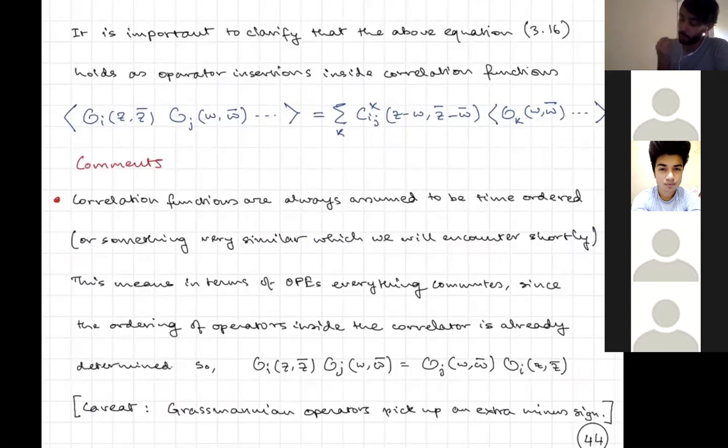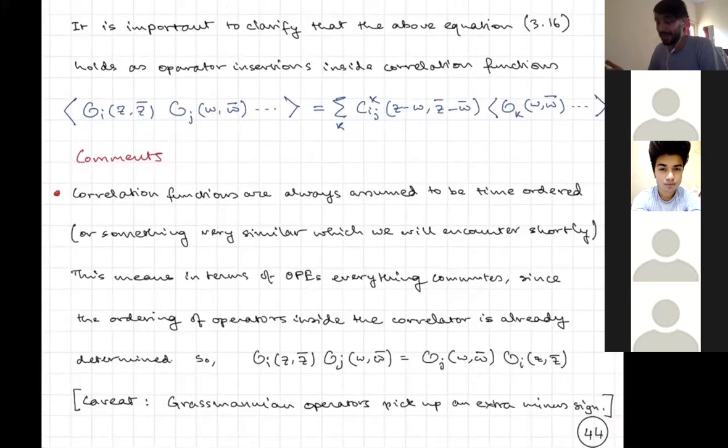So we are always going to be speaking about operators that are ordered in some way. You have come across time ordering so far. We will encounter something very similar as we go ahead. But in that case, everything inside the OPE actually commutes with each other, and the operator ordering is not important.